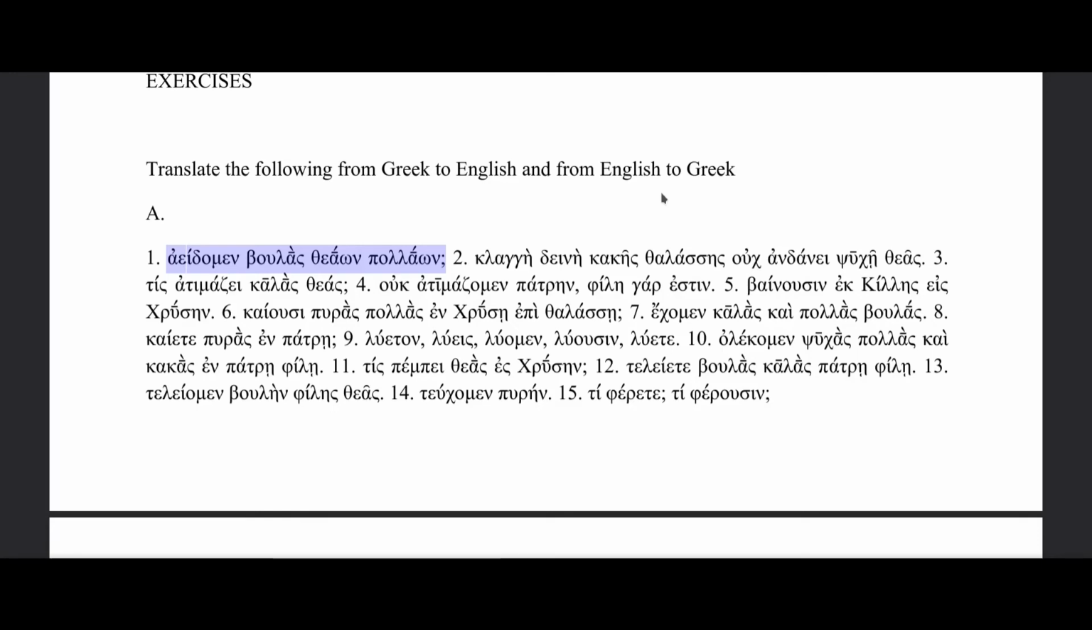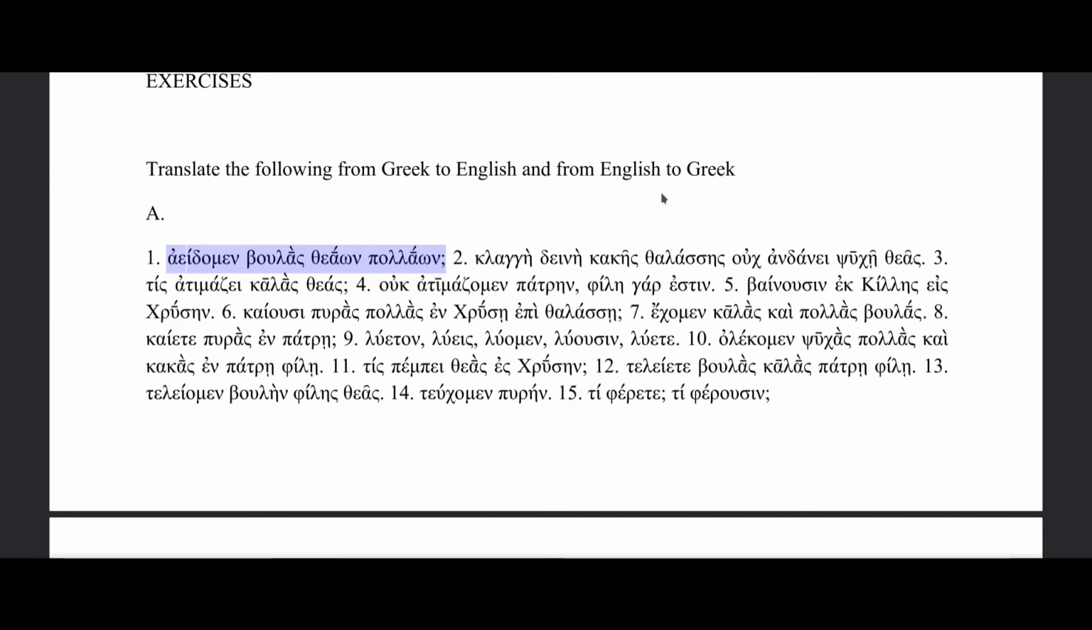Boulas, we know this word. The plans or the will. Which case is this? This is accusative plural. And the third word, of the goddesses. We encountered this word in the last lesson. It was one of the examples that we studied, of the goddesses, right? This is the genitive of the plural. And polaon means of many.